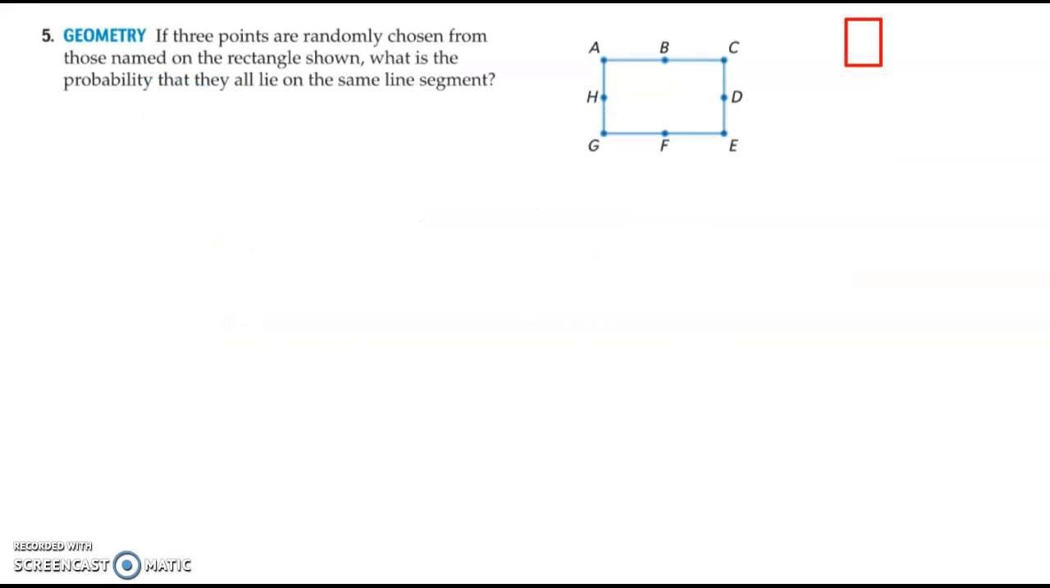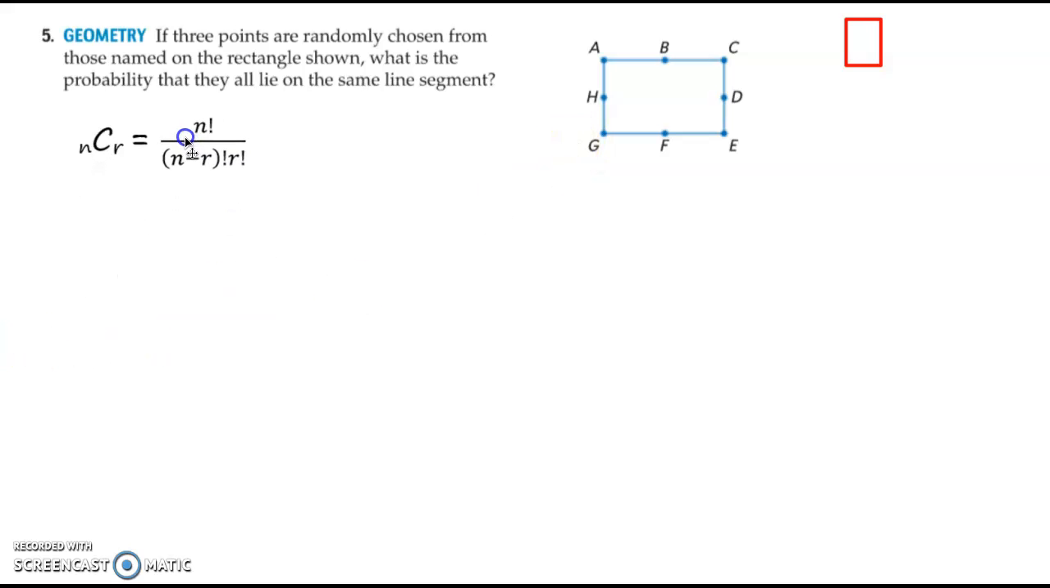Here's our next example. If 3 points are randomly chosen from those named on the rectangle shown, what is the probability that they all lie on the same line segment? So in other words, what's the probability that if I randomly choose 3 of these points, they're either going to be on side AC, side CE, side GE, or side AG?